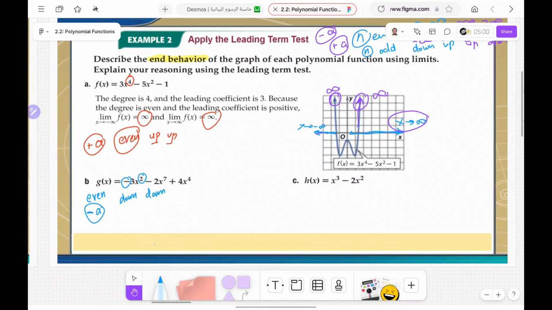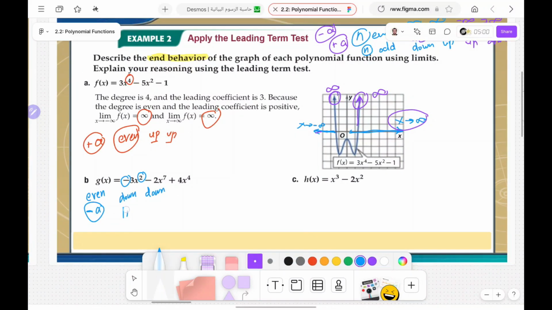So when I need to write the end behavior, I can write the limit as x approaches positive infinity of f of x is equal to negative infinity. Why? Because it's down. And the limit of f of x as x approaches negative infinity is also negative infinity, because it also ends down.